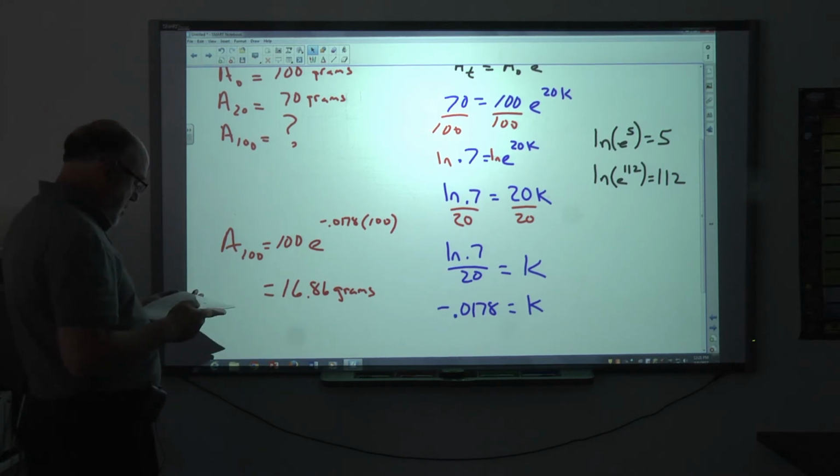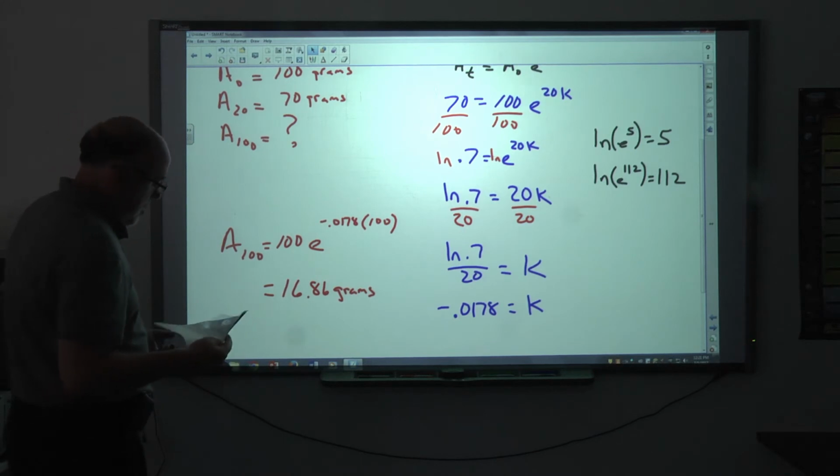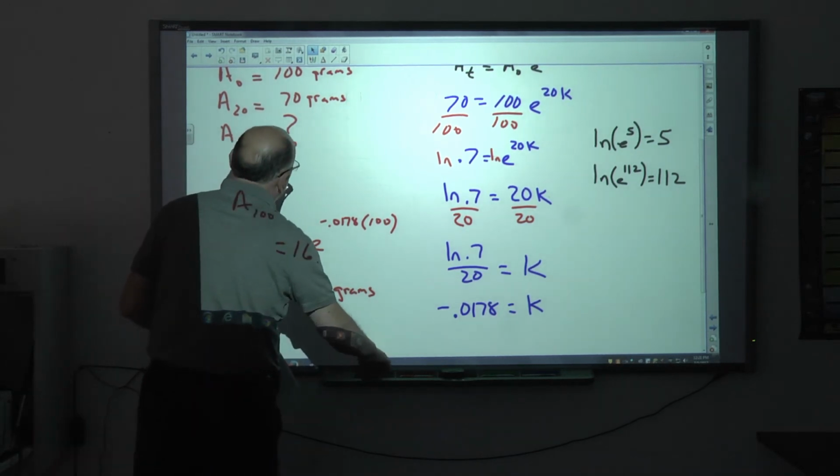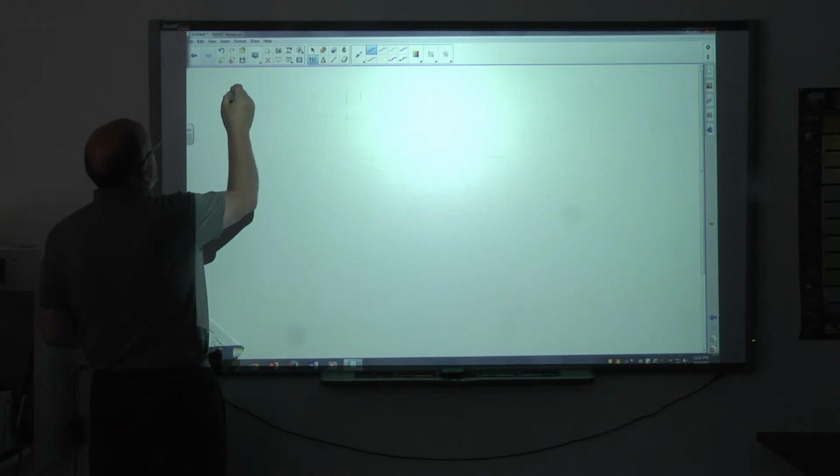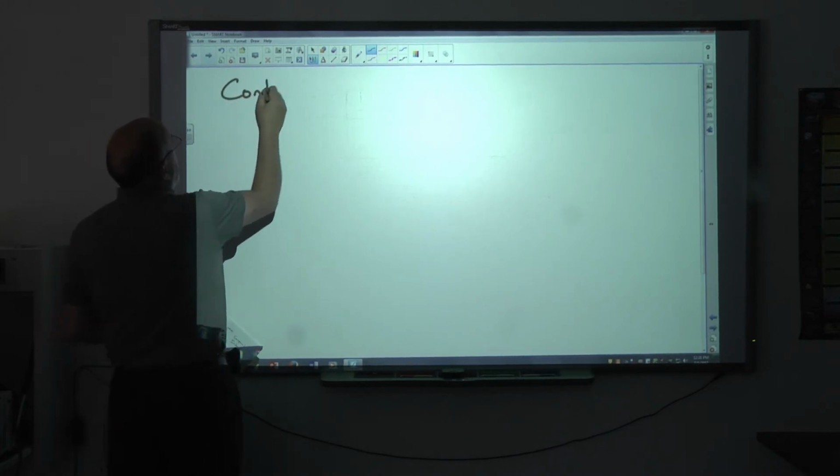So we had the compound interest equation, which we had up earlier. We can also have what is called continuous compounding.